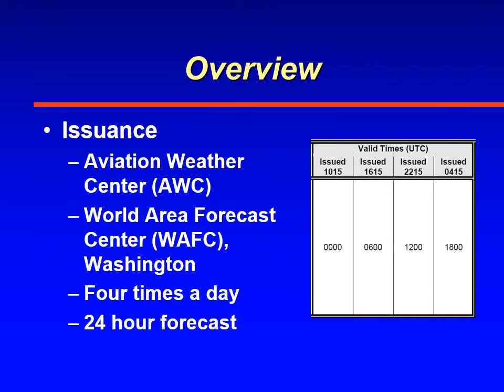It comes out 4 times a day. It's a 24-hour forecast issued by the Aviation Weather Center. At least that's where you can get it, but actually it's generated by the World Area Forecast Center, which is located in Washington.